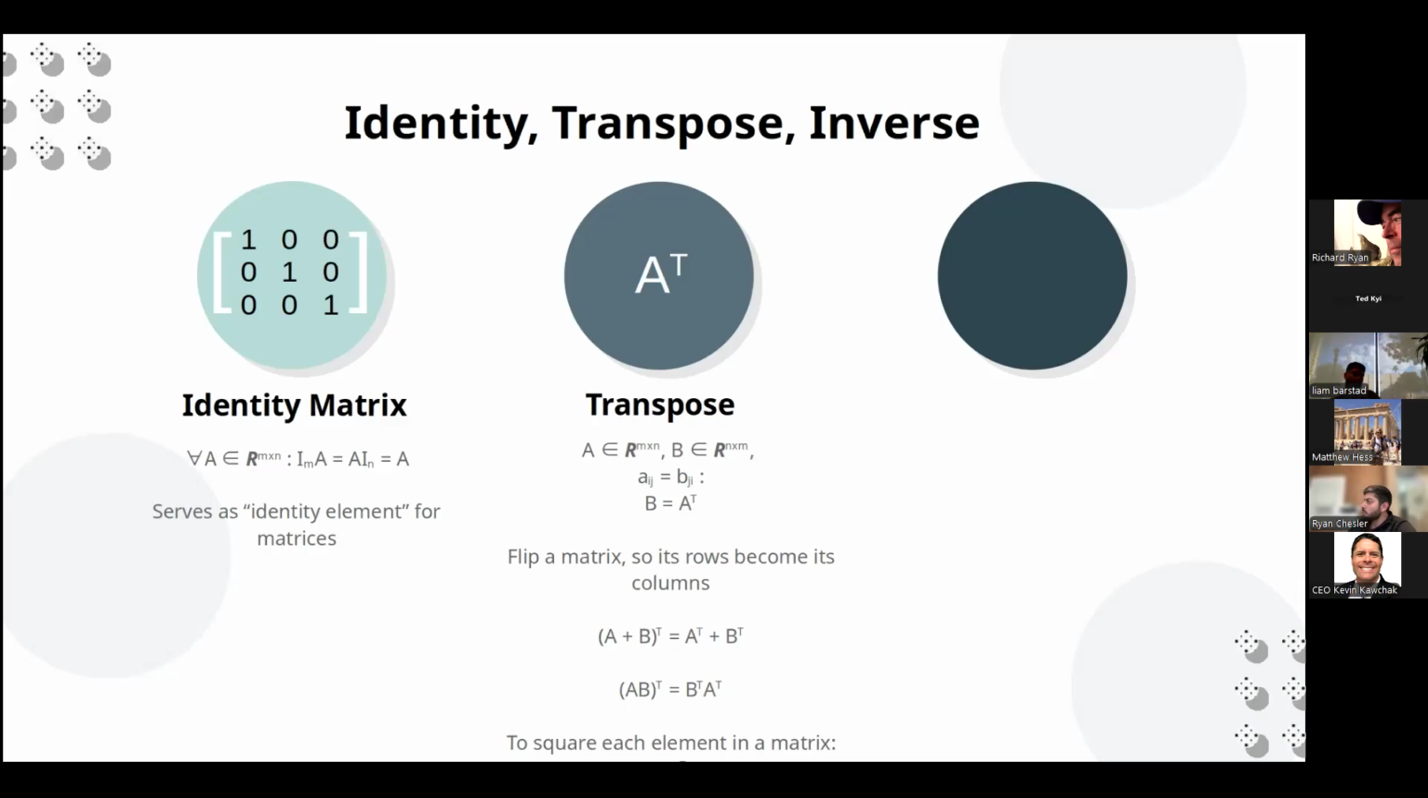And then this is getting cut off because it's a different version, apparently. But to square each element in a matrix, you actually multiply that matrix by its transpose.